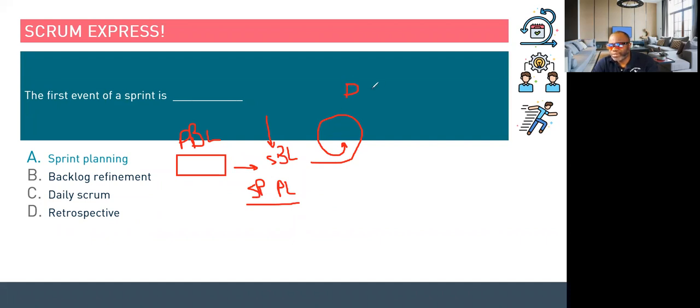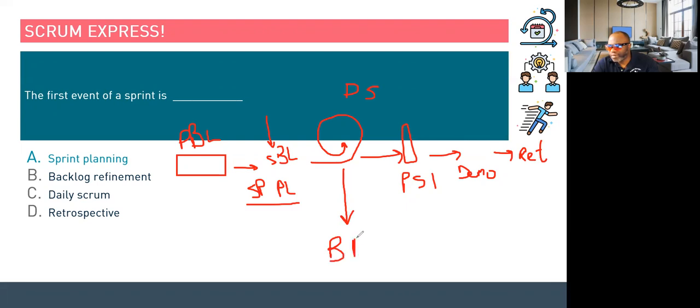Then you have your daily scrum. Then after the daily scrum, you get your PSI, your potentially shippable increment, whatever that may look like. And then your potentially shippable increment, you're going to have your demo. And then you're going to have your retrospective after that. And just remember the informal ceremony that happens in the middle. We have at some point in the middle our backlog refinement ceremony.